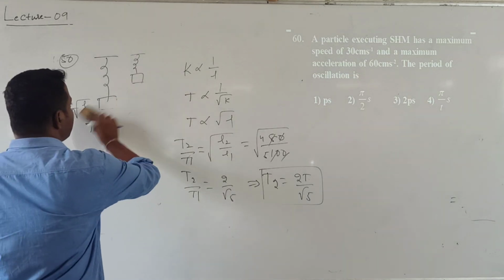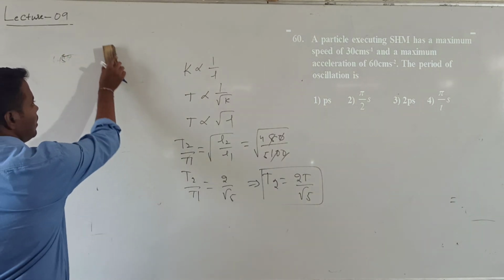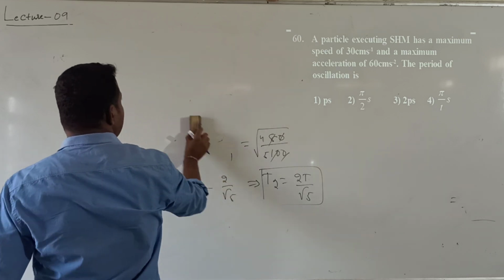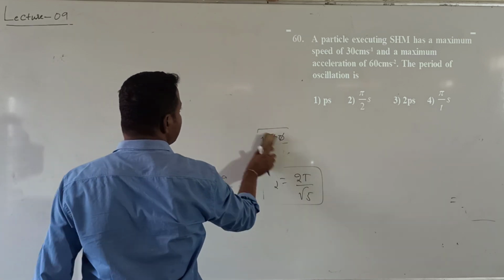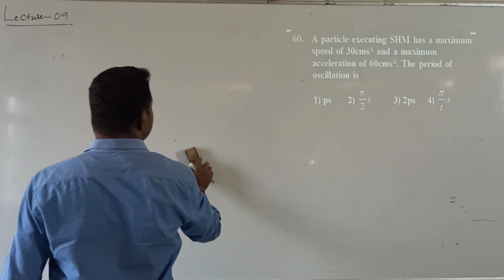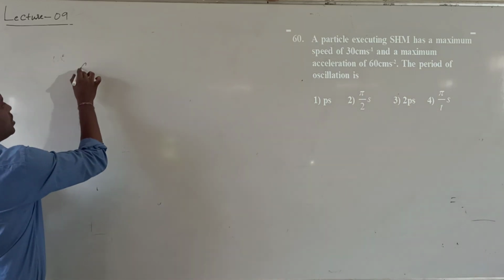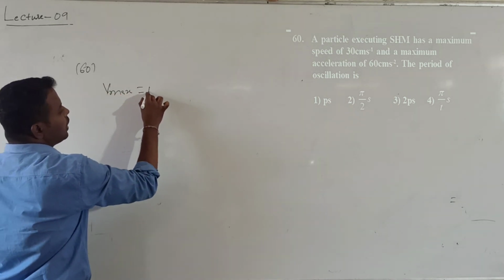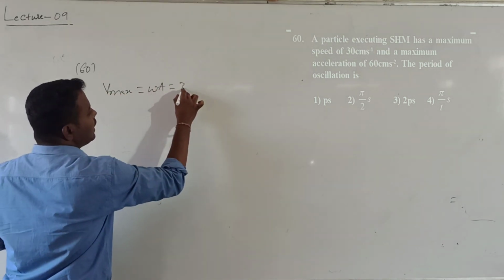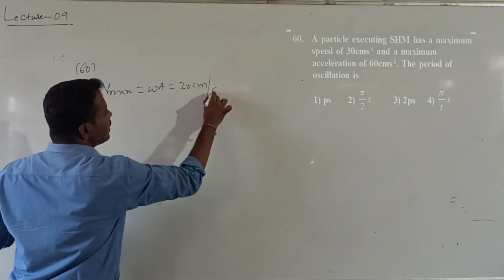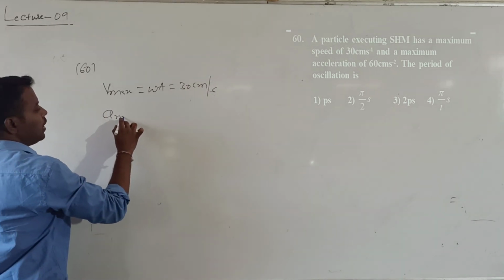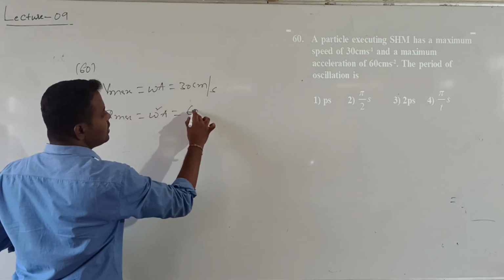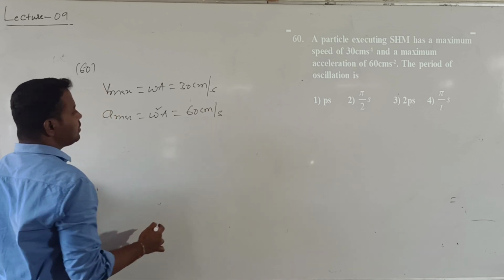So, the last question of this class. Question number 60, in this model already solved. A particle executing SHM has a maximum speed of 30 centimeters per second. The maximum acceleration is also given, and we are asked to calculate the time period. What is Vmax? Vmax formula is omega into A, given as 30 centimeters per second. Next, Amax formula is omega squared into A, given as 60 centimeters per second squared.